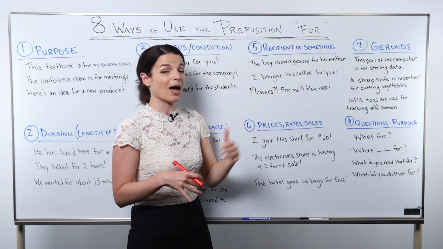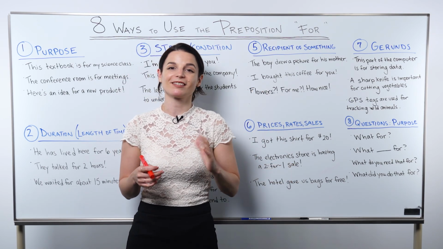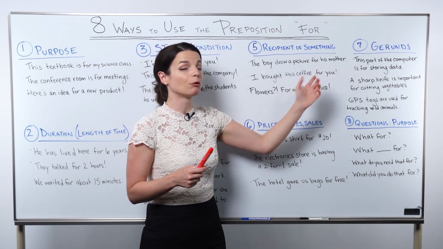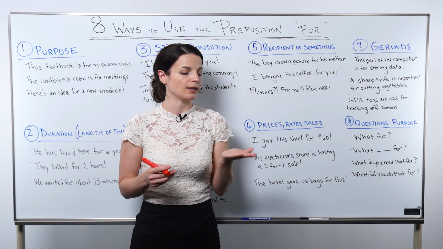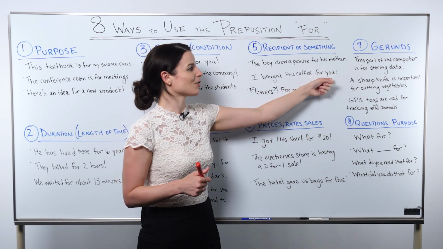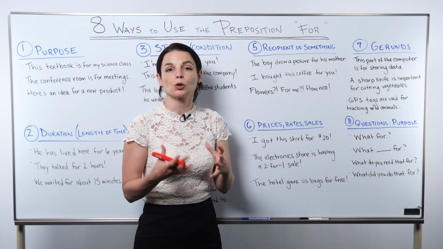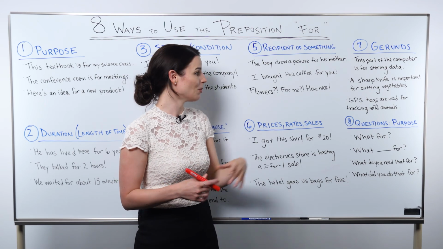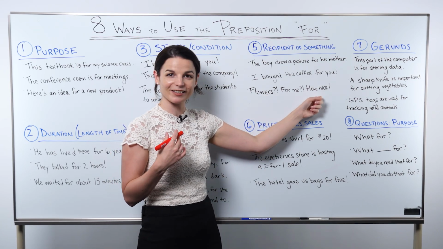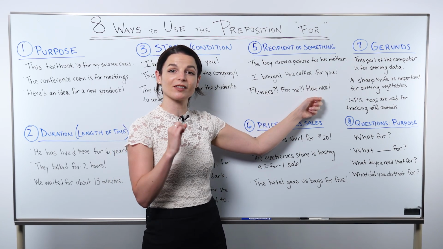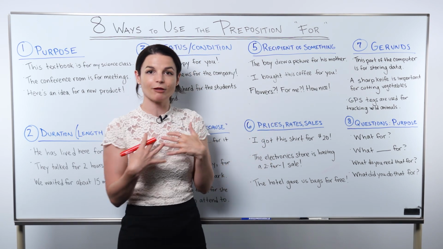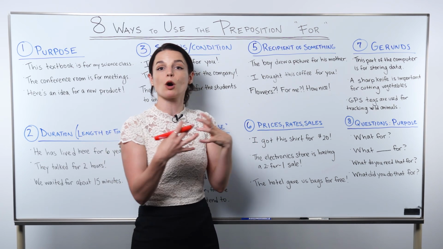Next example, I bought this coffee for you. So again, we have for before the person receiving. So in this case, the coffee. Oh, I bought this coffee. Okay, great. For you. So we can do this to express who is receiving something. One more. Flowers for me? How nice. So we can also do this to talk about ourselves when we receive something. In this case, the person receives some flowers. Flowers for me.